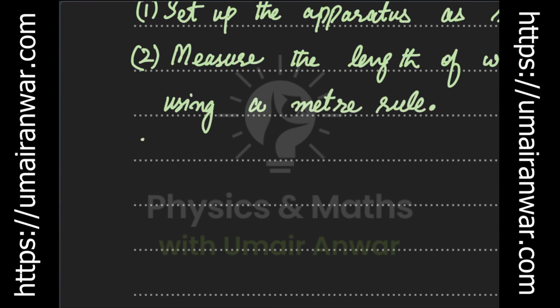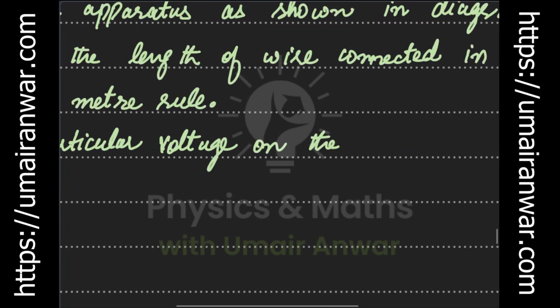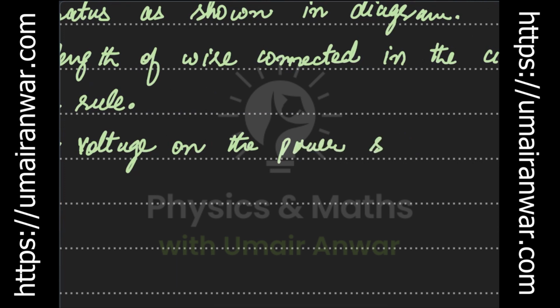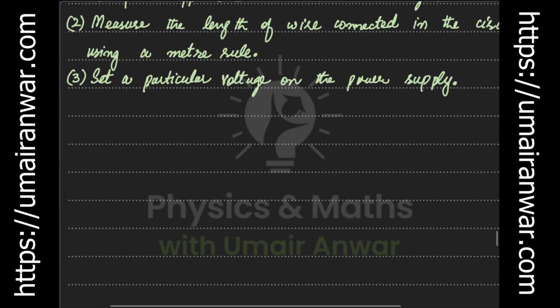So the independent variable is measured like this. Then set a particular voltage on the power supply. So we are not going to change this value of voltage used in the experiment from the power supply. We are going to keep it constant. The next thing is switch on the circuit.